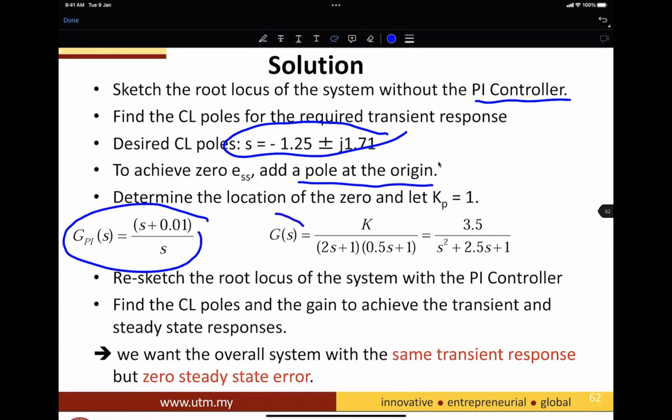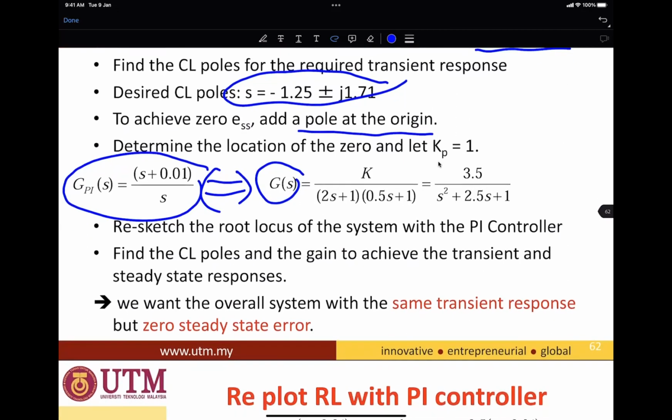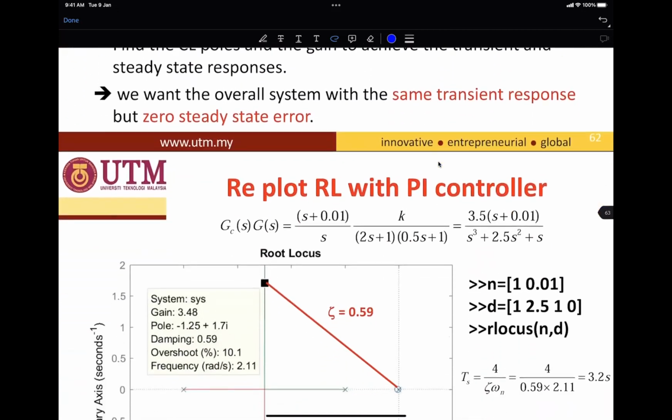Right, and then this is your open loop. So this one will be cascaded with each other. Cascaded meaning in real implementation, it will be multiplied. Then we sketch again to see the root locus. Actually, there is no effect on the transient and the gain K. What happens is the PI controller will increase the system type from 0 to 1. So when it achieves 1, the steady state error now becomes 0 with the same transient response as previous.